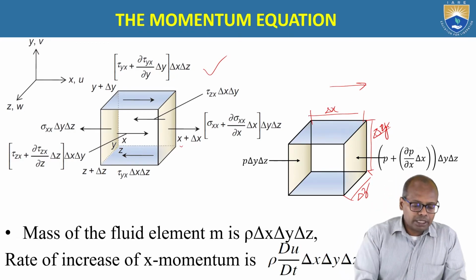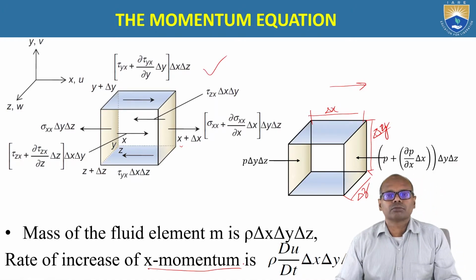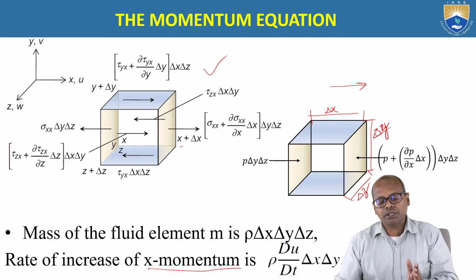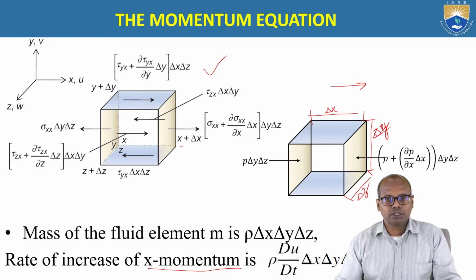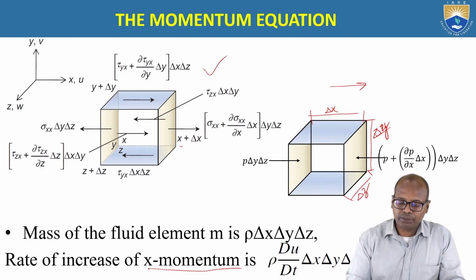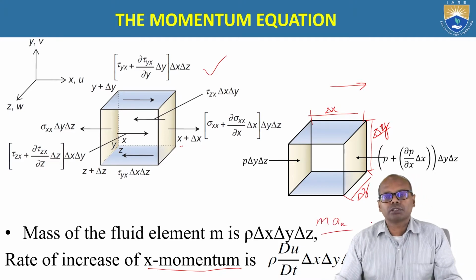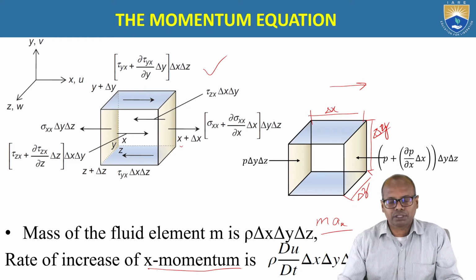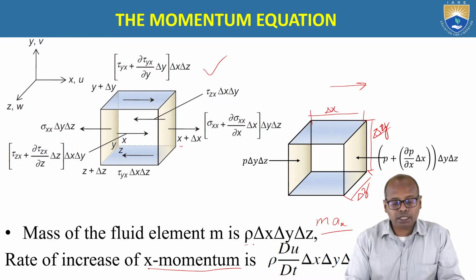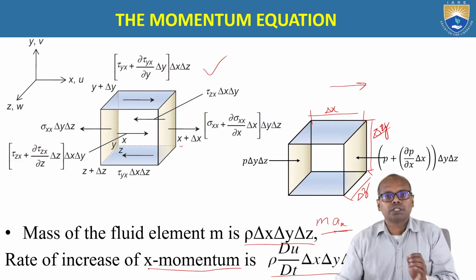Now the rate of increase of x momentum, the rate of change of momentum. So what is the meaning of rate of change of momentum? It is equal to mass into acceleration. This we have seen in the previous slide. The mass is rho into delta x into delta y into delta z, and ax is equal to du by dt. So the product gives the rate of change of momentum.